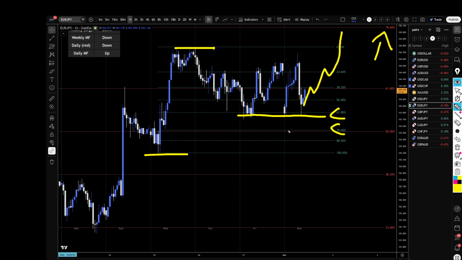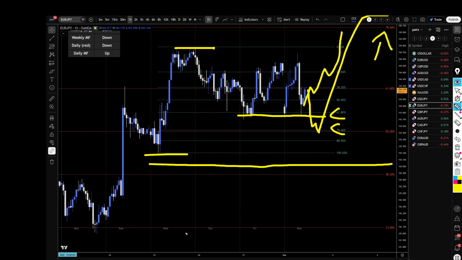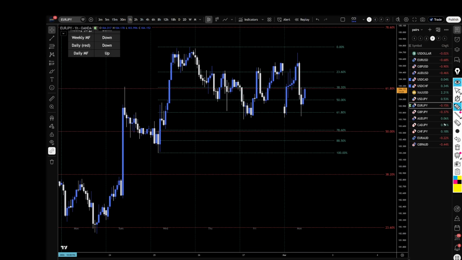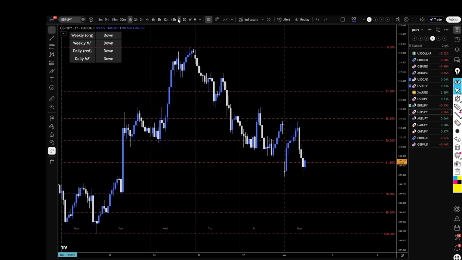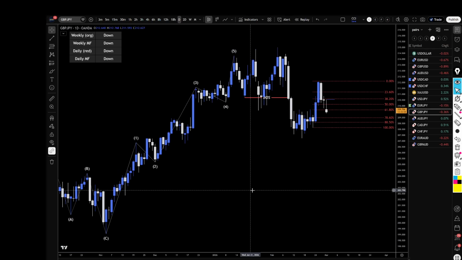I personally don't put my stop loss right at the swings because of this reason alone, that it may not go up now. It may go down to a stop hunt before it goes up. I always put my stop loss where I know I'm wrong, and I know I'm wrong if it takes out the 100% Fibonacci retracement. So, anyways, I'm definitely very bullish on the euro yen. Also looking for longs.